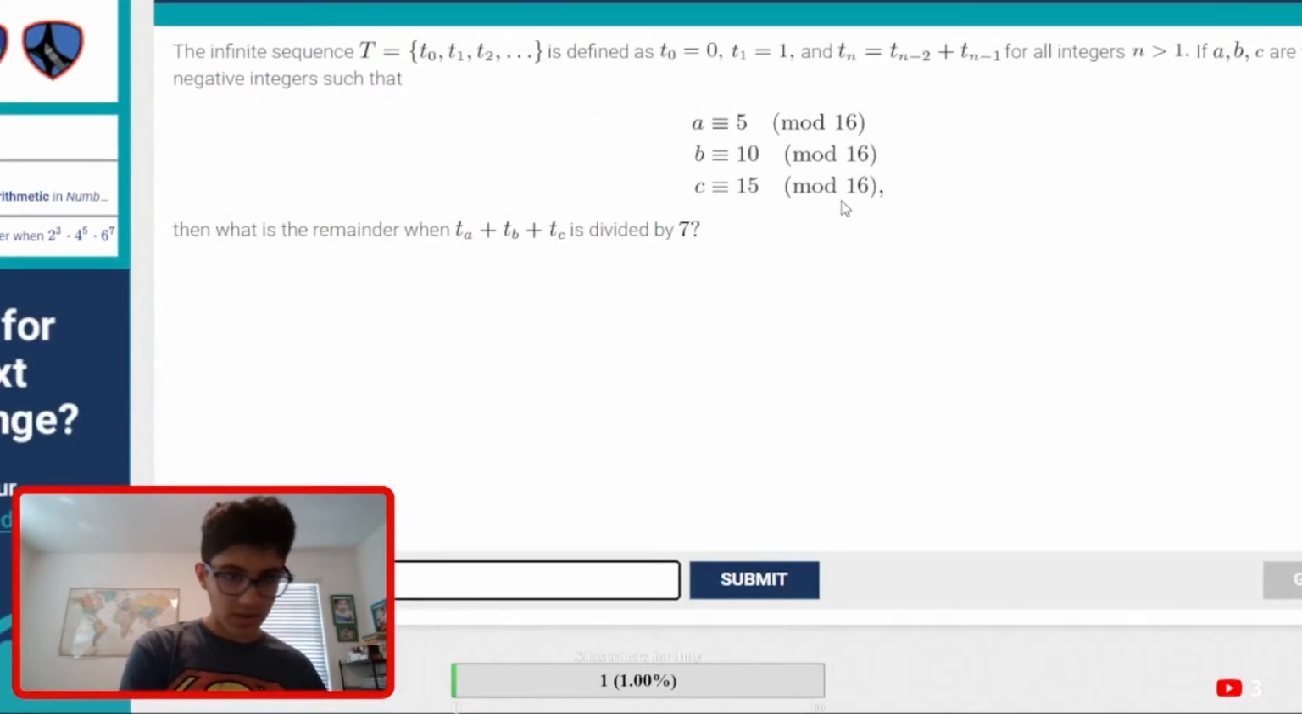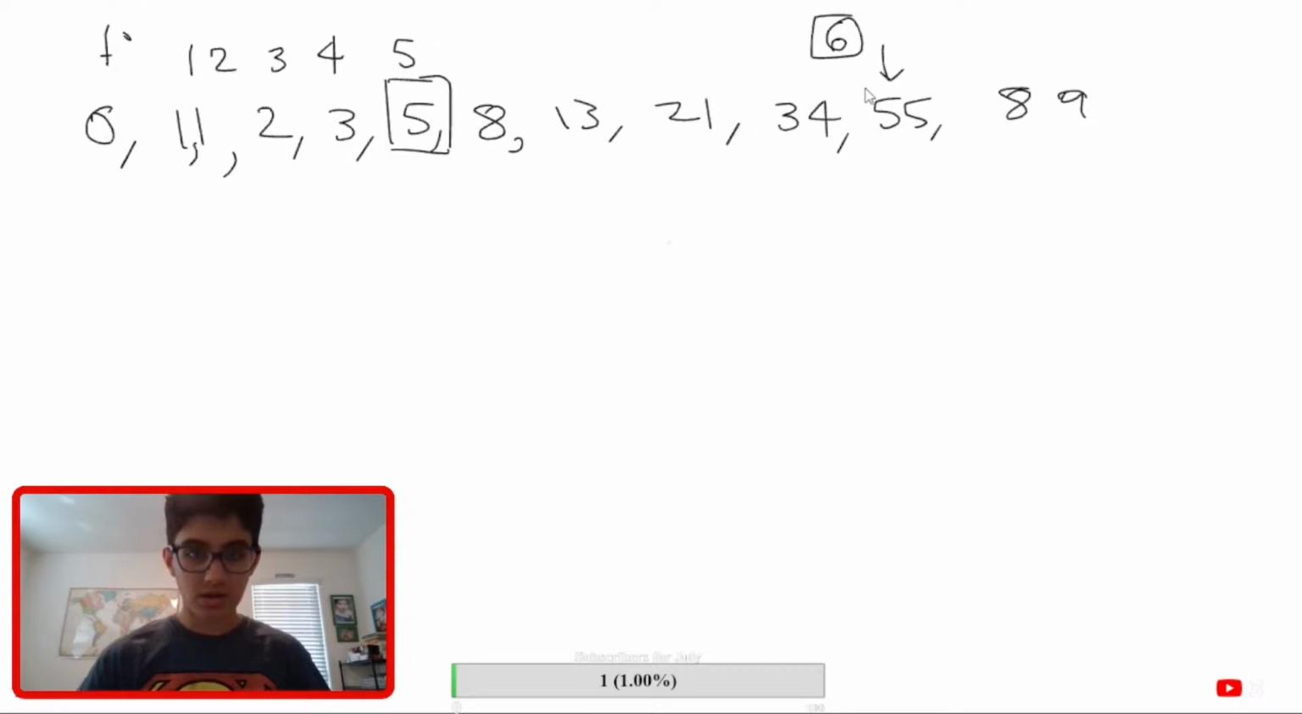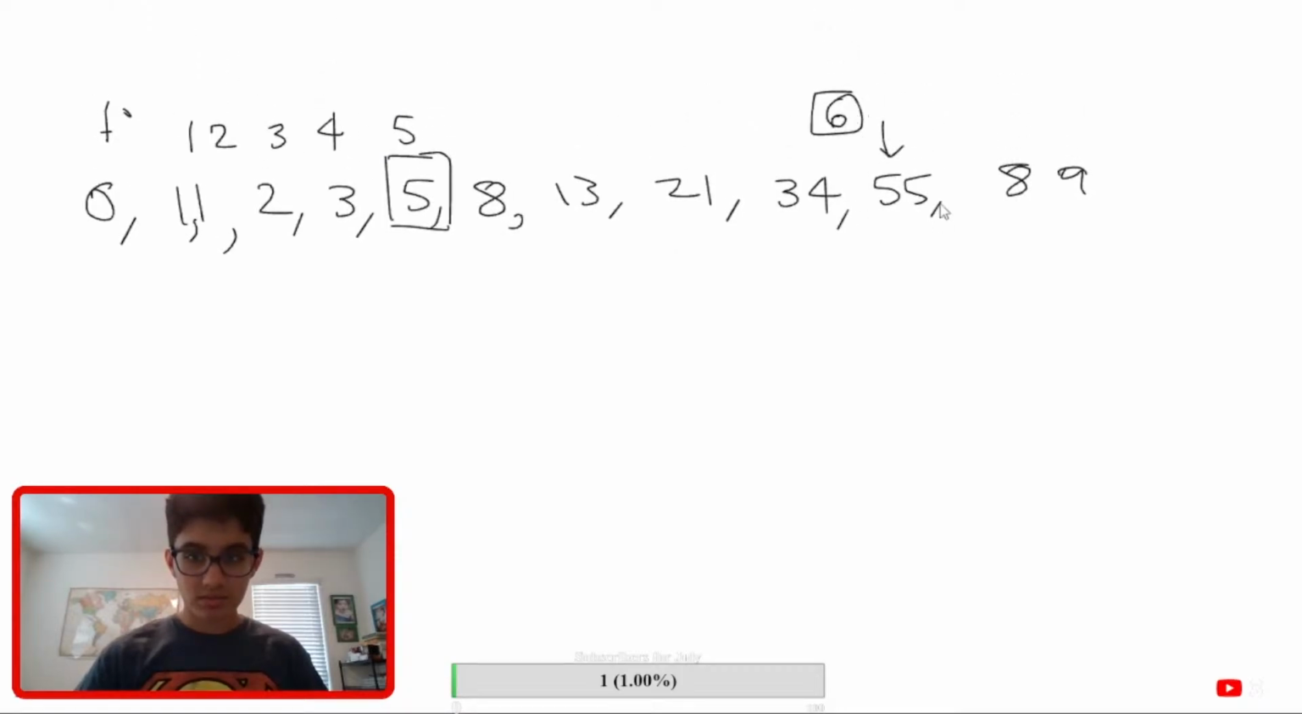Wait, can't we just guess and check? We can just say that A is 5, B is 10, and C is 15. We can just take those as the values, figure them out, add them up and divide, because basically we found the 10th one, right? That's mod 6. This is remainder of 5. Okay, good. So we just have to find the first few values and then we're good to go.